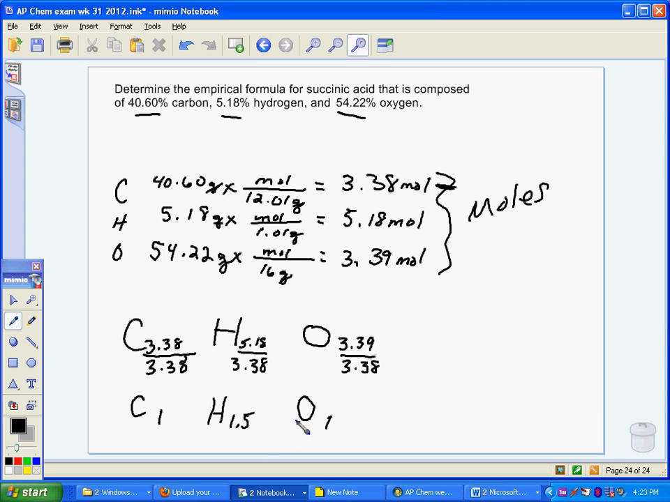Okay, so we're still in a little bit of a dilemma, right? I mean, we never see a formula that says CH1.5O. We see whole numbers. So all we do in order to get our whole numbers is multiply by a 2 here, so that every one of these will be in a whole number ratio. And that's going to give us our empirical formula. C2H3O.